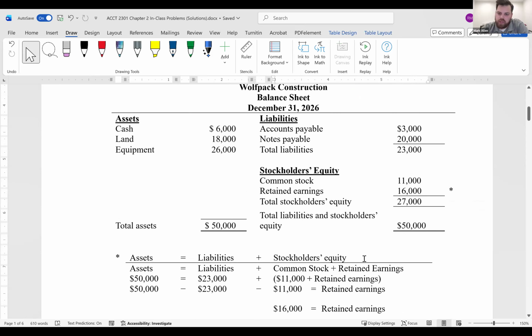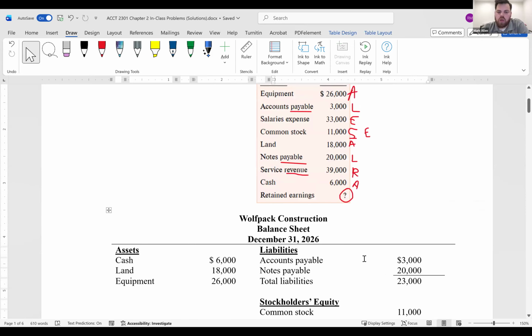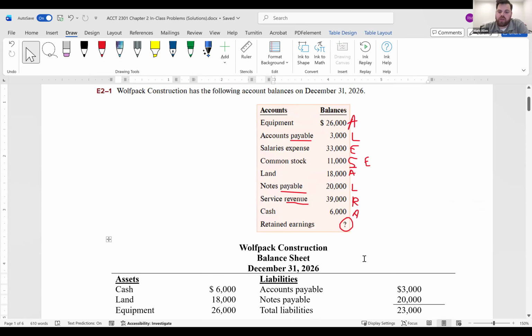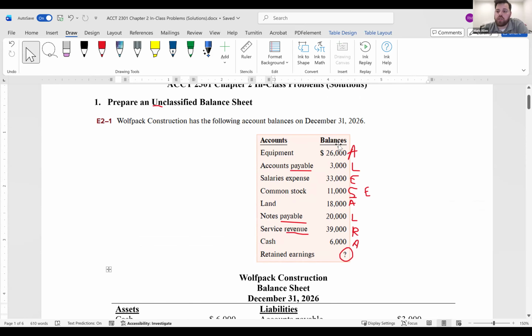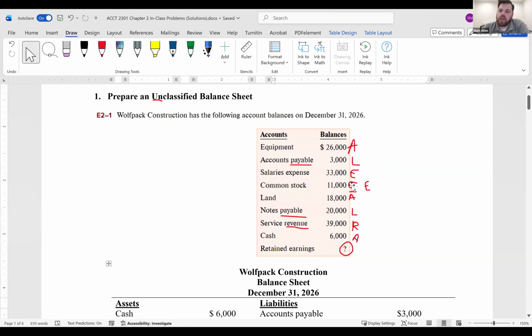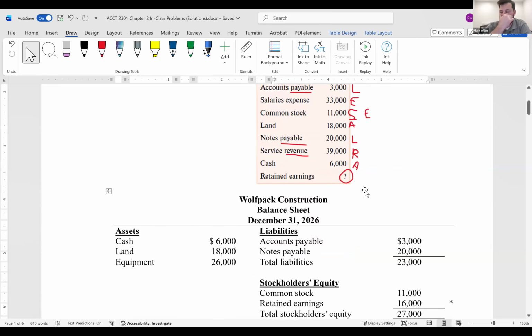Now, notably, in this problem, you would have run into an issue if you tried to simply take the 39 minus the 33, and that's because this is not the company's first year in operation. So you did have to be a little careful here. If you tried that, you would have gotten 6,000, and your balance sheet would have been out of balance.